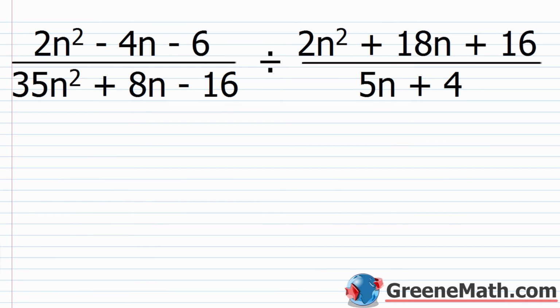All right, let's take a look at one final problem. So I have 2n squared minus 4n minus 6 over 35n squared plus 8n minus 16, divided by 2n squared plus 18n plus 16 over 5n plus 4. So I want to just factor everything here and see what's going to cancel.